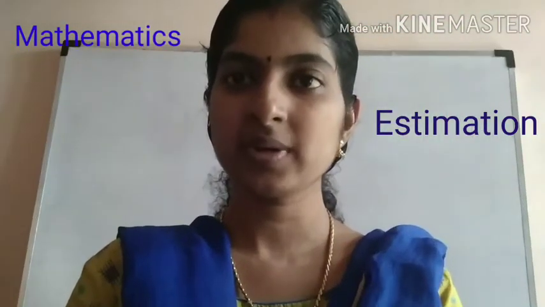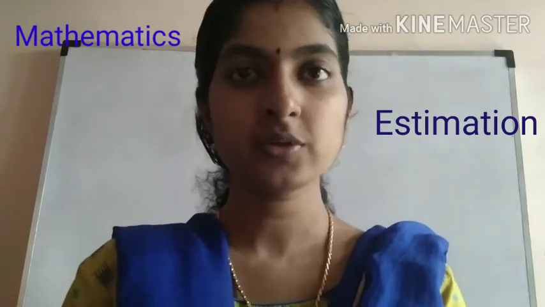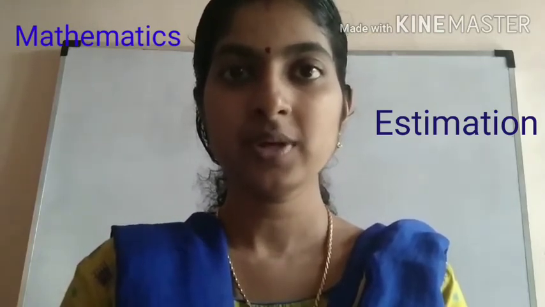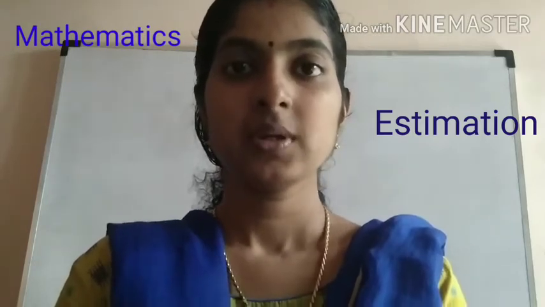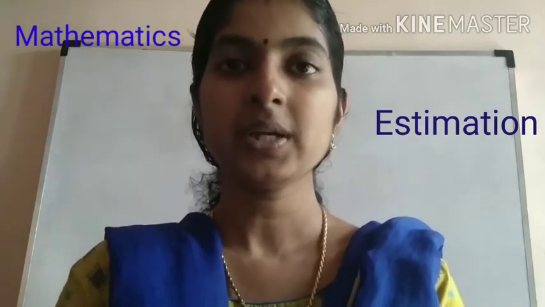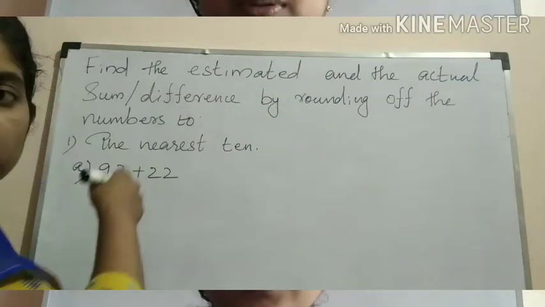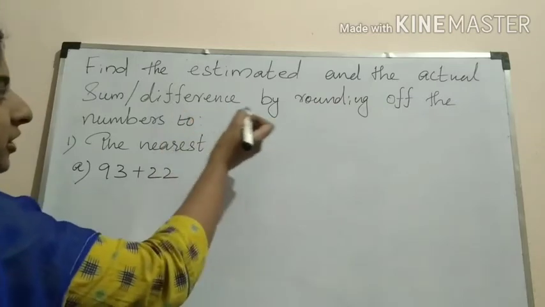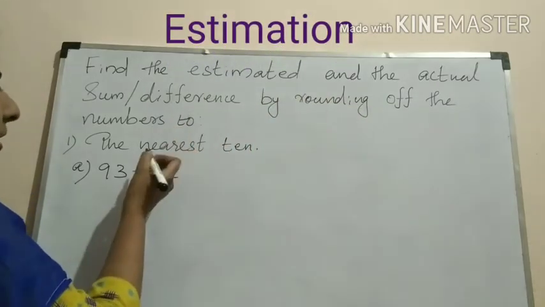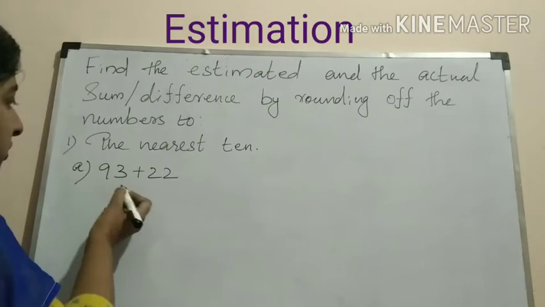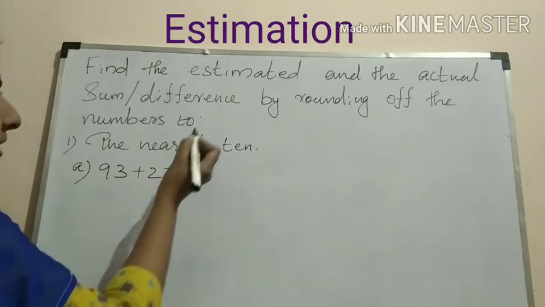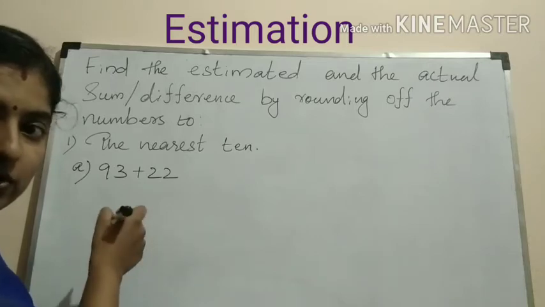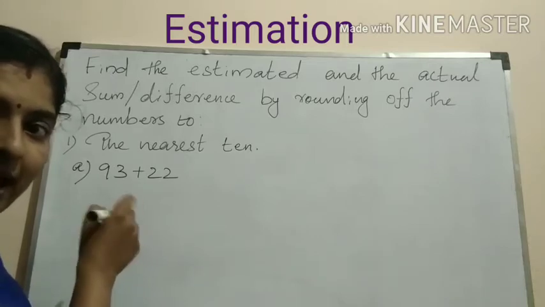Estimation helps us to guess a quantity to a close value. To find the estimated value, first we find a round off to the given number. See the question. Find the estimated and the actual sum or difference by rounding off the numbers to the nearest 10. In this question, first we have to find the estimated sum, after that find the actual sum.